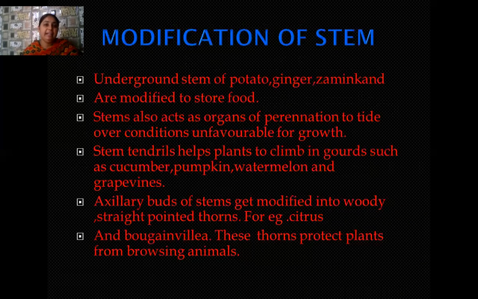Okay, students, here also the stem gets modified. Instead of performing its main function, sometimes the stem also performs additional functions. Underground stems are present in the case of potato. In potato, these stems are known as tubers. In the case of ginger, the underground stems which store food are known as rhizomes. Similarly, in the case of Jamaican also, the stems are modified to store food.